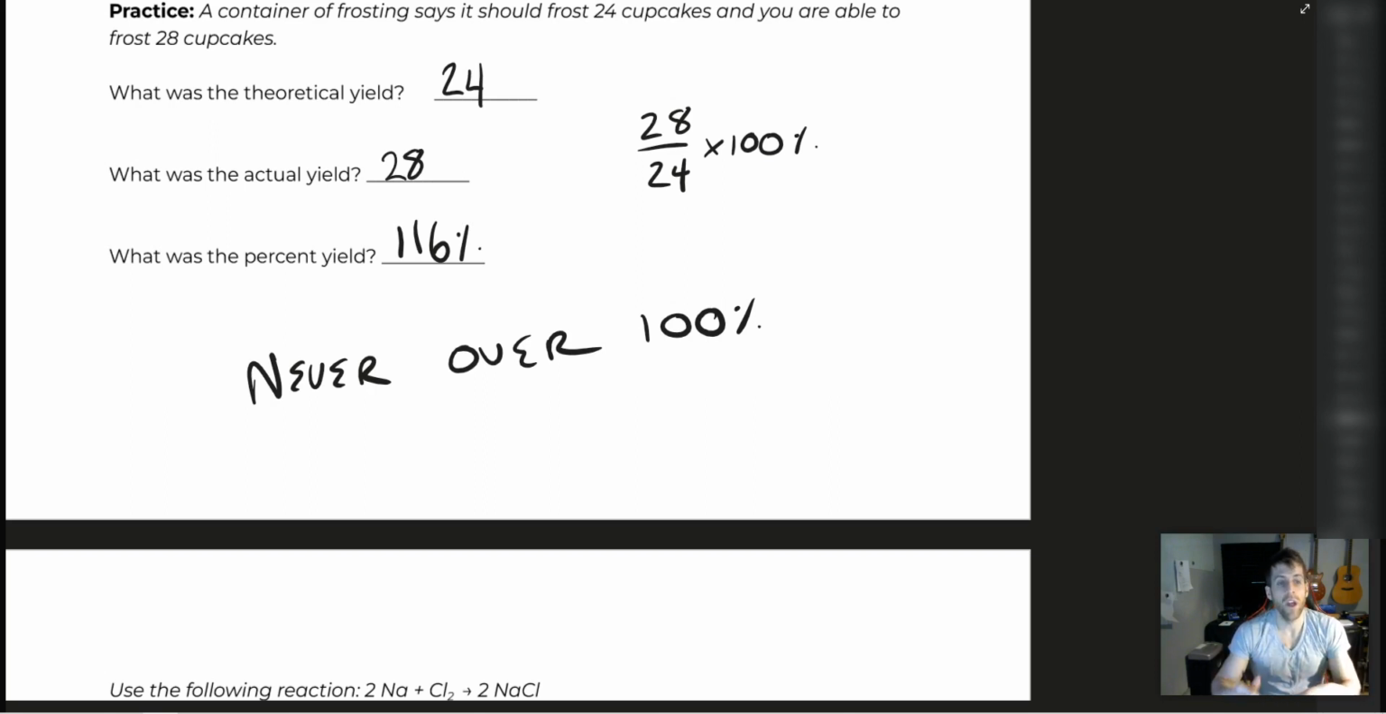I don't know. So you want to be able to understand what the human error is if you find that your percent yield is more. And that's why it's okay to claim your mistakes in science. So no sweat if you do, just make sure you figure out why.